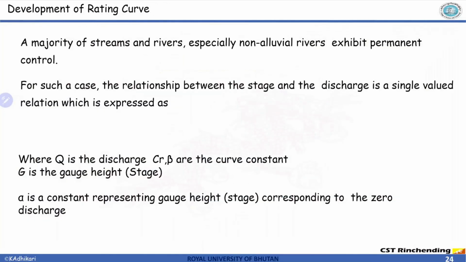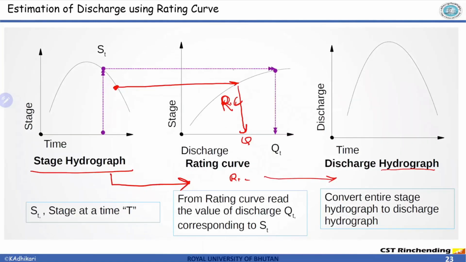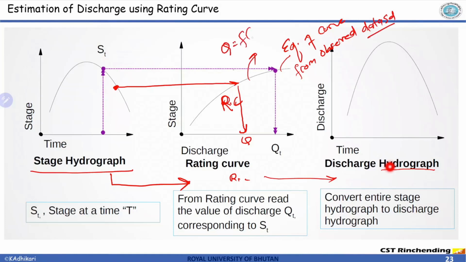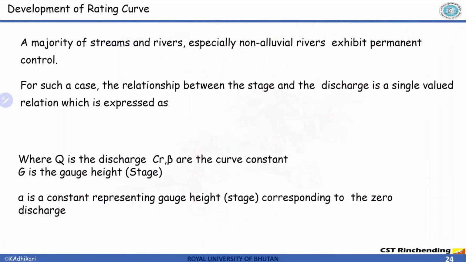Now comes the interesting part, that we are now interested to find the equation of this curve from our observed data set. So how do we find an equation? This equation is of course going to be a function of stage, right? So what is the equation? Finding that equation is our next part.